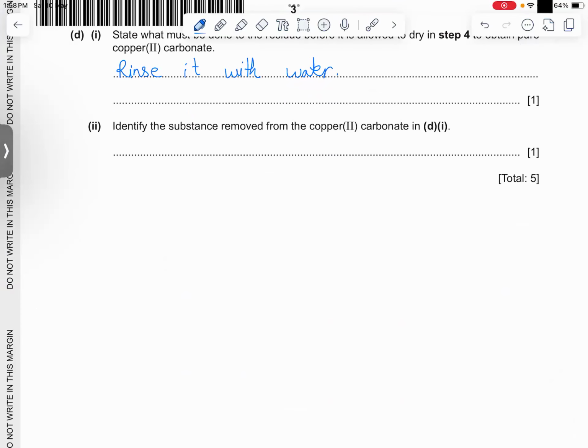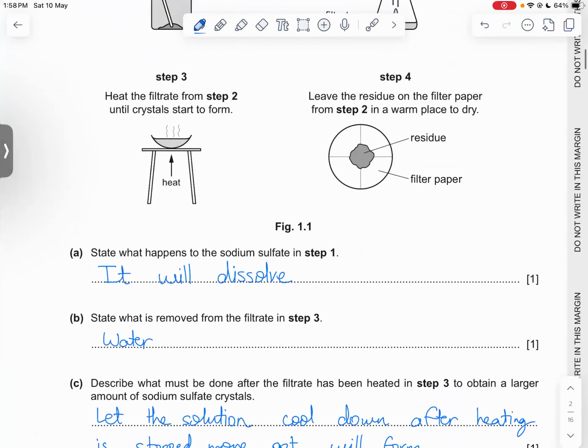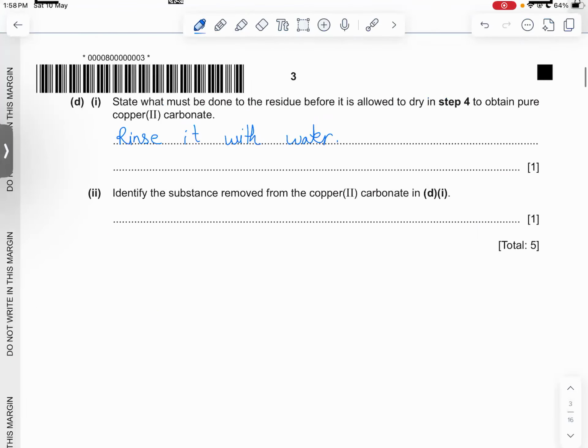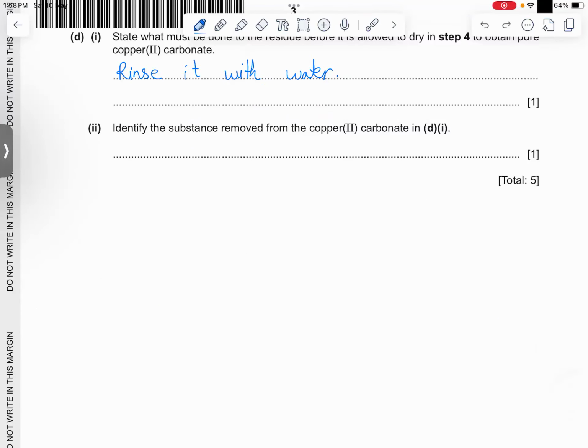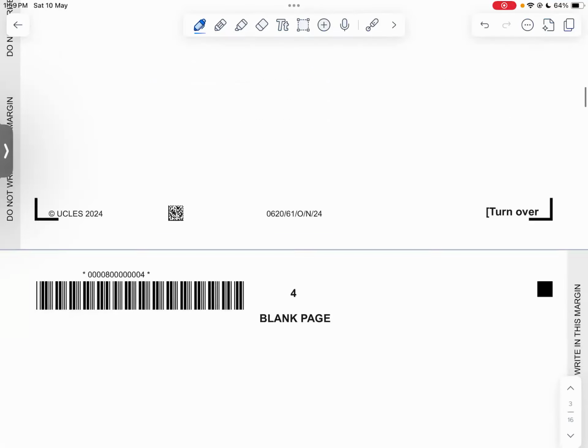Identify the substance removed from copper 2 carbonate in D part 1. Where is D part 1? Acha, this one. When we rinse it with water, what are we removing? We are removing left over, or basically stuck. Not stuck, trapped. Trapped trace quantity of sodium sulfate, because it would be stuck with water, right? On to the next question then.